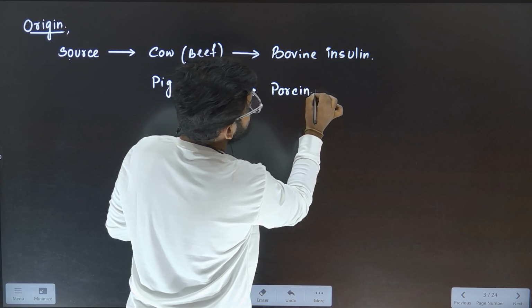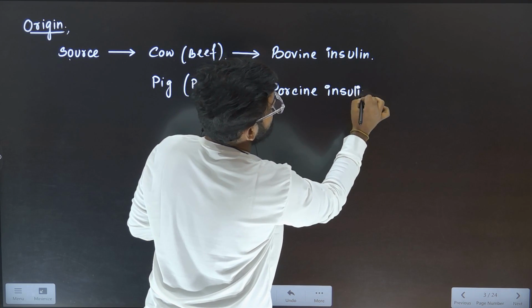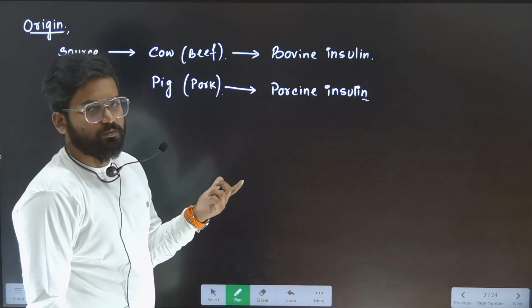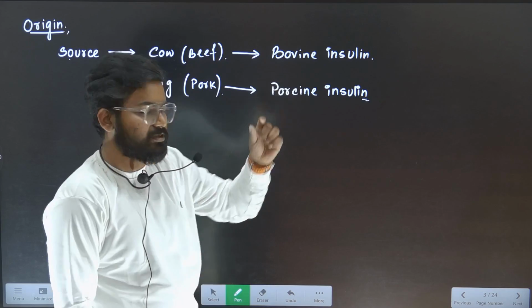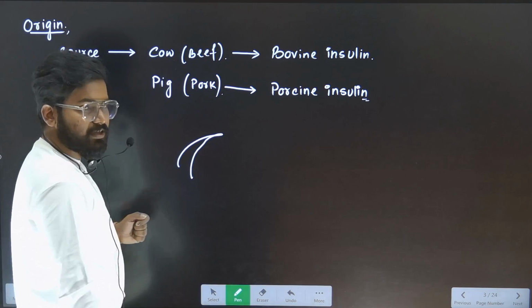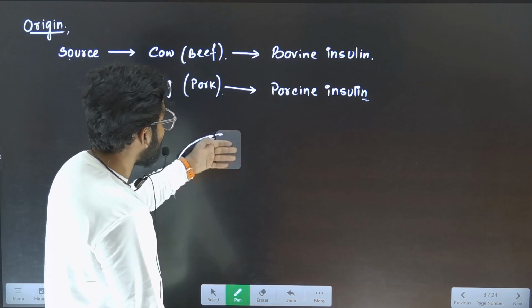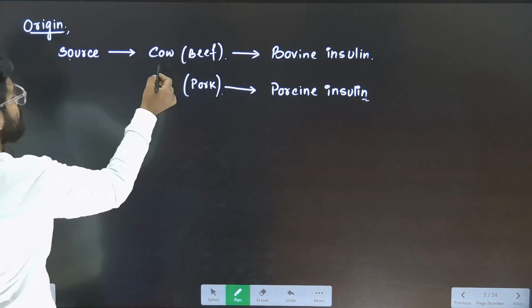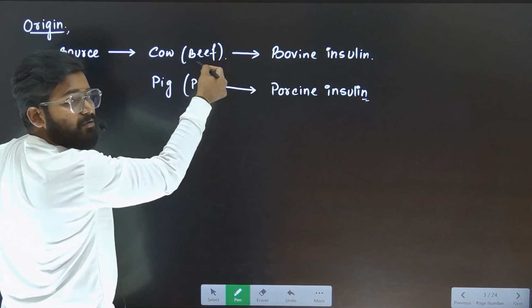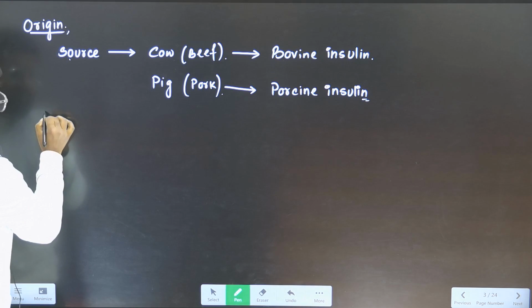Actually, for pig we use the term porcine species. For cow we use the term bovine species. Cow, buffalo, we use the term bovine species. Bovine means hollow horned organisms. The horn you see in a cow is hollow inside. So the term bovine is used for hollow horned organisms. Okay, let's get back to the topic. Originally the source was bovine insulin, from cow, or porcine insulin, from pig. But there was a problem.